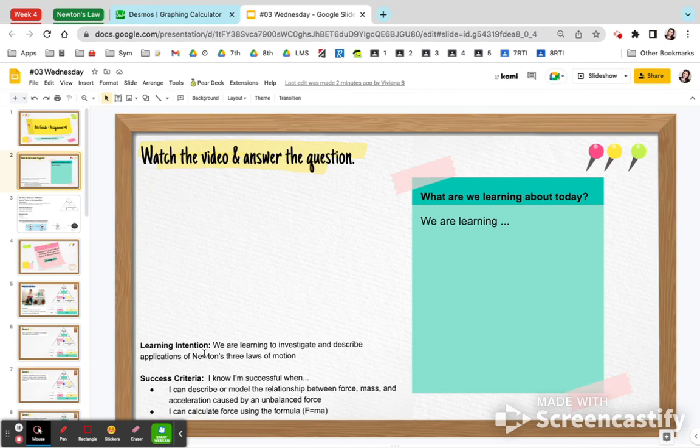We're going to focus on the second law, okay? So we're going to skip around. We're going to learn about the second law first. So the two things you need to be able to do is describe or model the relationship between force, mass, and acceleration caused by an unbalanced force, and then calculate force using the formula F equals ma. So today we're going to focus a lot on this last one right here, which is using the formula.